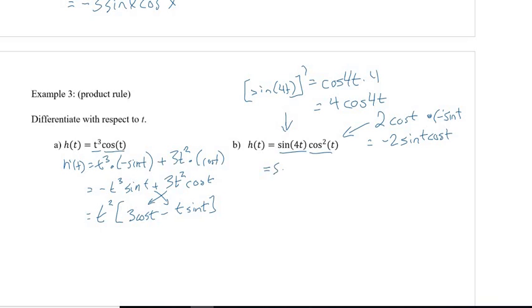So let's take the first function, sine of 4t, and we're going to multiply by the derivative of the second function, negative 2 sine of t cos of t. And then we're going to take the second function, cosine squared of t, and we're going to multiply it by the derivative of the first function, 4 times cosine of 4t.